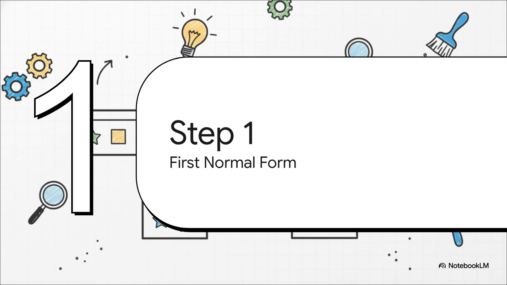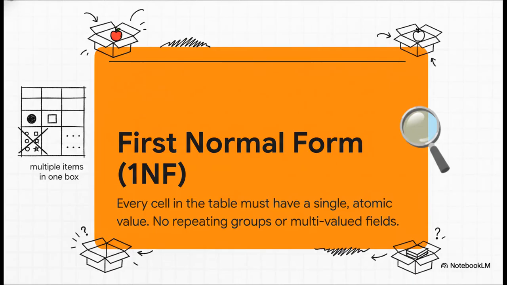The first, most basic stop on our journey is called first normal form, or, as you'll usually hear it, 1NF. The rule for 1NF is about as simple as it gets. Every single cell in your table can only hold one single, indivisible piece of information. That's it. Think of it this way. You can't stuff multiple items into one box. No lists, no comma-separated values, just one thing per cell. We call this being atomic.